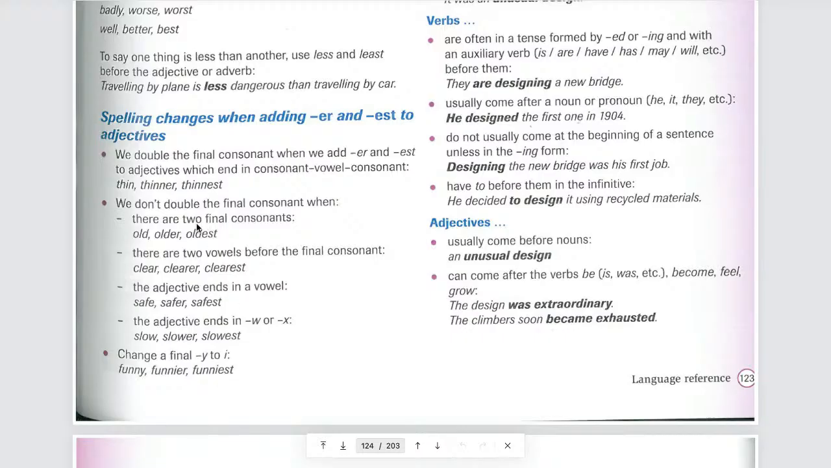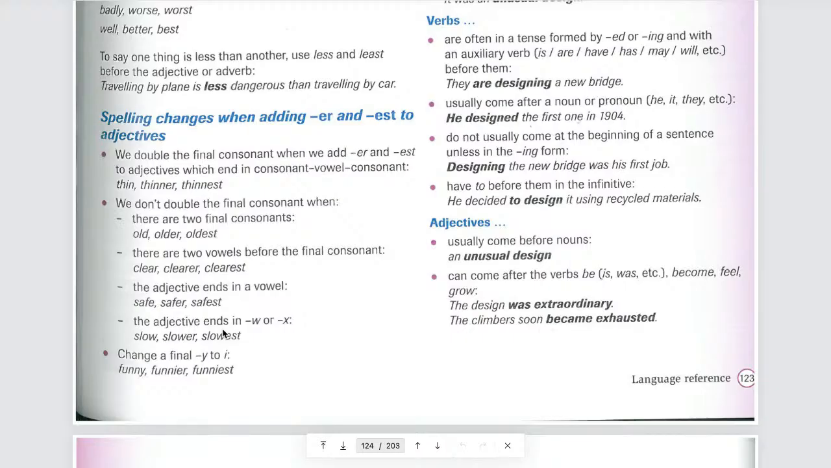Okay guys, now for rule number 2, we don't double the final consonant when... You don't need to remember that. You just need to remember the first rule, consonant, vowel, consonant. That one. Okay? And for the second rule, you only need to remember the last one. The adjective ends in W or X. So if something ends in W or X, you don't double. That's it. Okay? Because for example here, guys, look at this word.